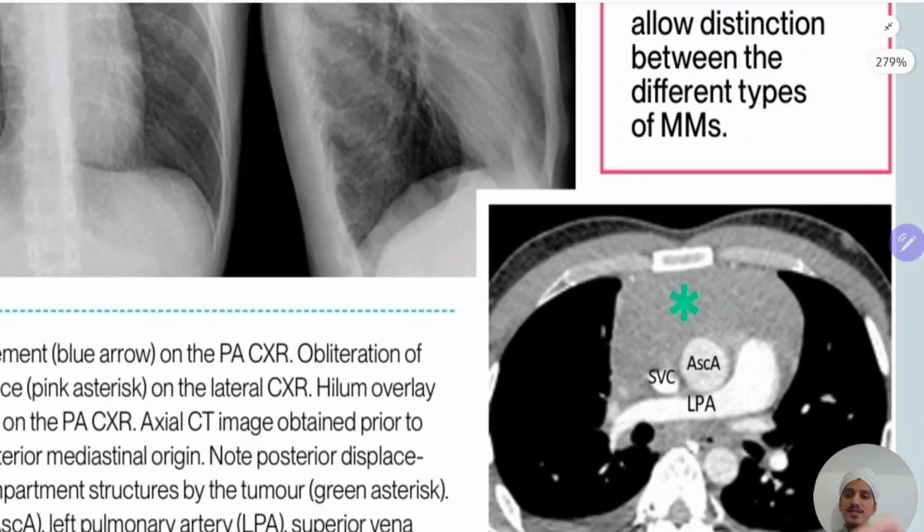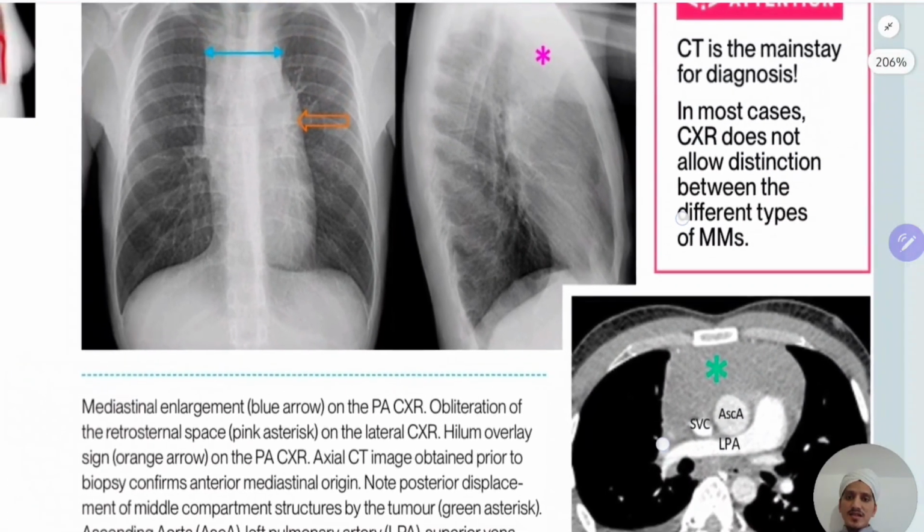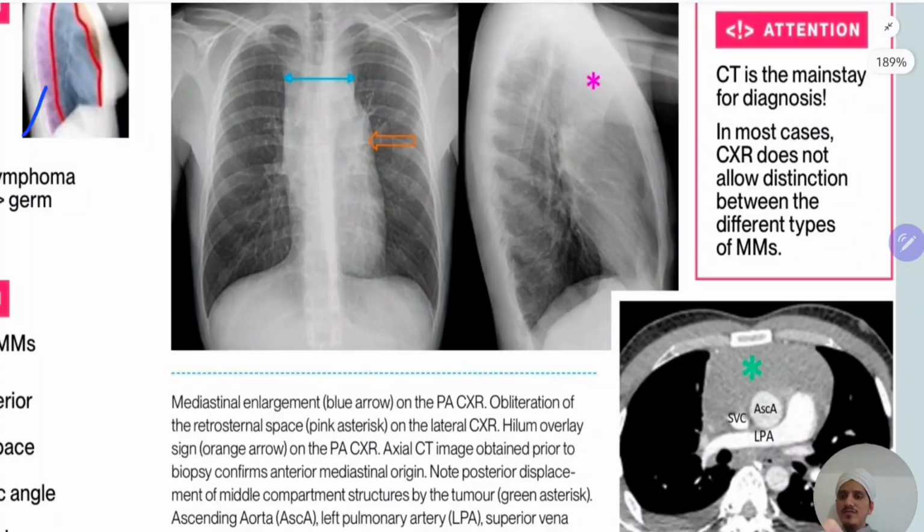So you can see this in the CT scan. This is an anterior mediastinal mass, and it is displacing the superior vena cava, ascending aorta, and left pulmonary artery. All these are displaced by this mass. So biopsy done revealed lymphoma, diagnosis of lymphoma. So that's about the anterior mediastinal mass. Lateral chest X-ray and PA chest X-ray will reveal this. And there is one more thing you found here: there is mediastinal enlargement, because there is increased width of both left and right paratracheal stripes. These are the paratracheal stripes.